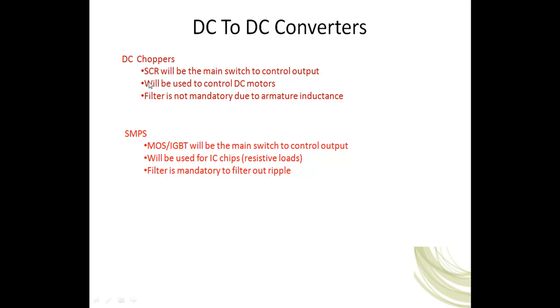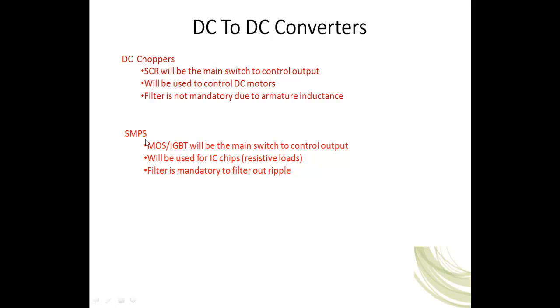DC choppers means a thyristor is the main switch to control the output. They will be used to control DC motors, that means to control the speed of DC motors. And here a filter is not mandatory due to armature inductance. Generally, any power electronics converter will not give you the direct required waveform, so we will have unwanted components. In case of DC we call it ripple; in case of AC we call it harmonics. Those are generated due to the switching action, so they have to be removed, and to remove them we require a filter. But in case of DC choppers, armature inductance is sufficient to filter them out.